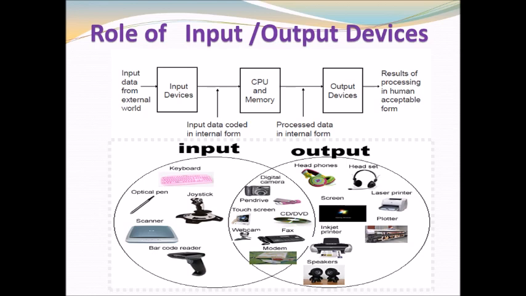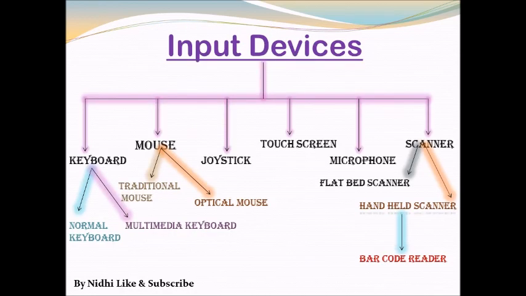Next we will see the categorization of input devices. First is the keyboard. Keyboard is further categorized into two parts, that is normal keyboard and multimedia keyboard. Second type is the mouse. Mouse is also categorized into three parts, that is traditional mouse, optical mouse and wireless mouse. Joystick is also an input device. Touch screen is an input device. Microphone is an input device. Scanner is an input device. Scanner is also categorized into two parts: flatbed scanner and handheld scanner. Handheld scanner includes the barcode reader or mobile phones that are used as a scanner.